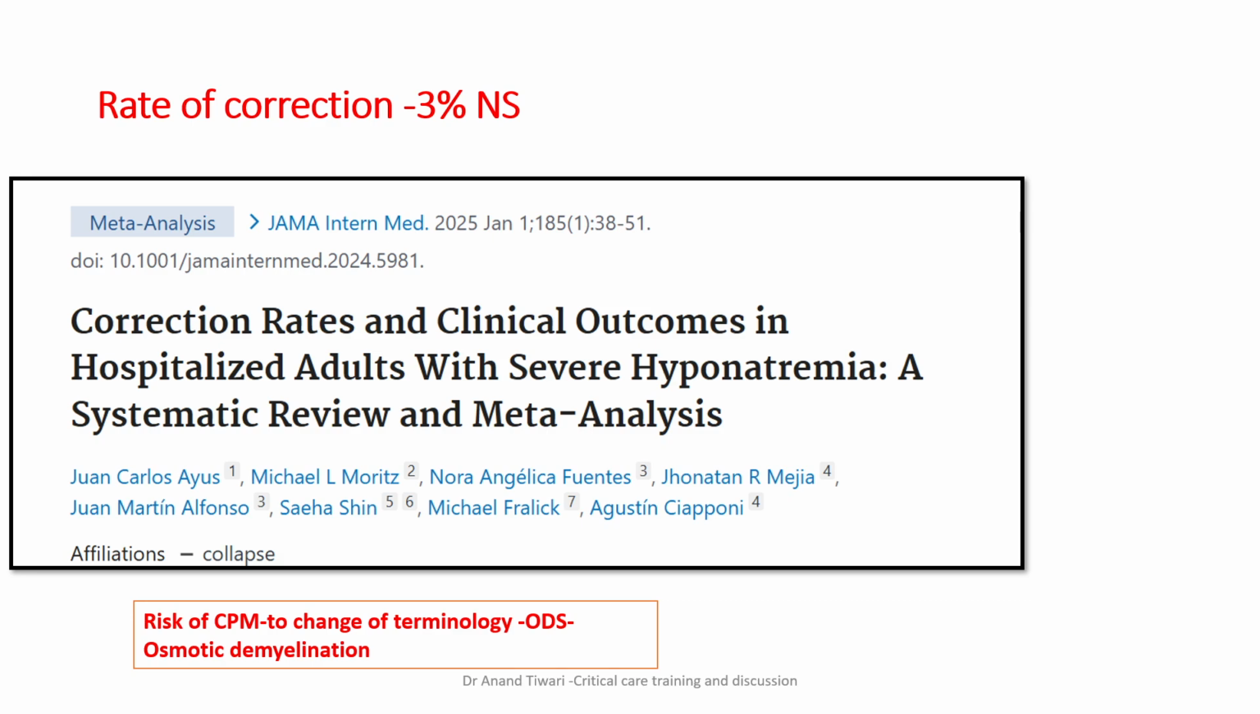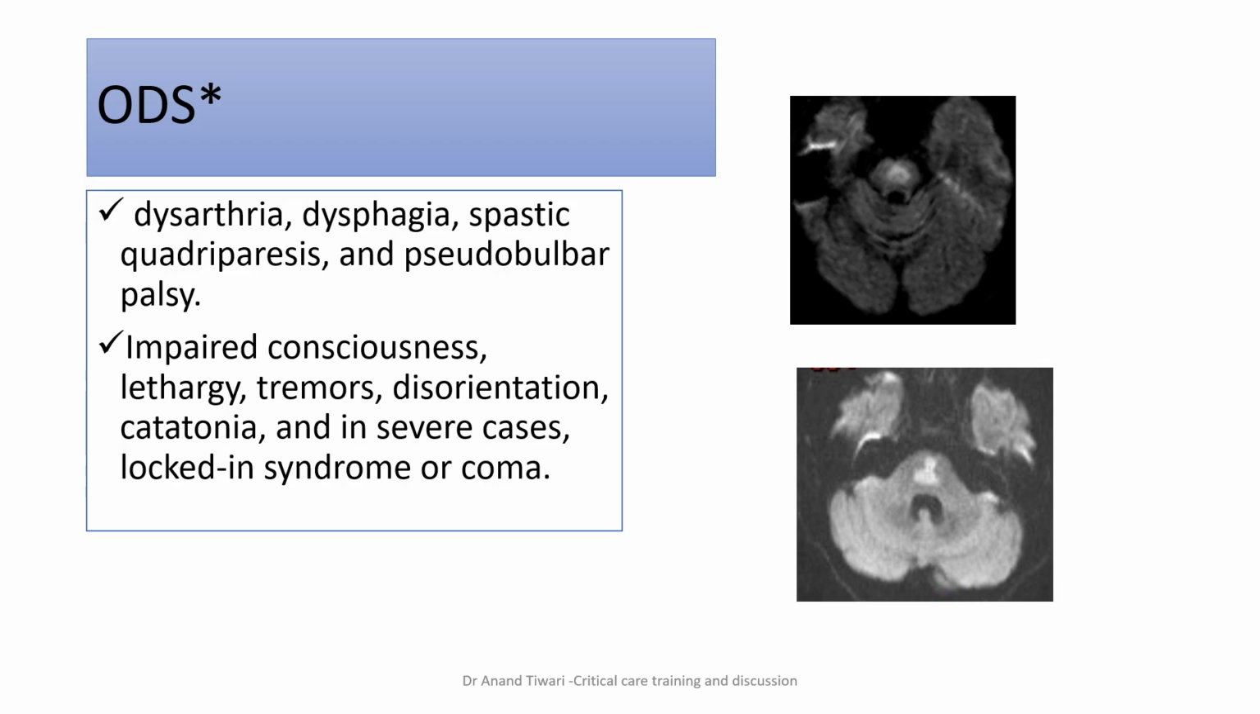Now, important regarding the rate of correction, as I told, in severe neurosymptoms we need to correct with 3% saline, and what is stopping us from rapid correction is the risk of central pontine myelinosis, or development of a condition that is not only limited to central pontine but osmotic demyelination syndrome. There have been many studies done about this, and the latest meta-analysis from JAMA is good to read. You can go through this article on correction rate and clinical outcome in severe hyponatremic patients, a systematic review and meta-analysis. Before going to that, we should understand what osmotic demyelination is.